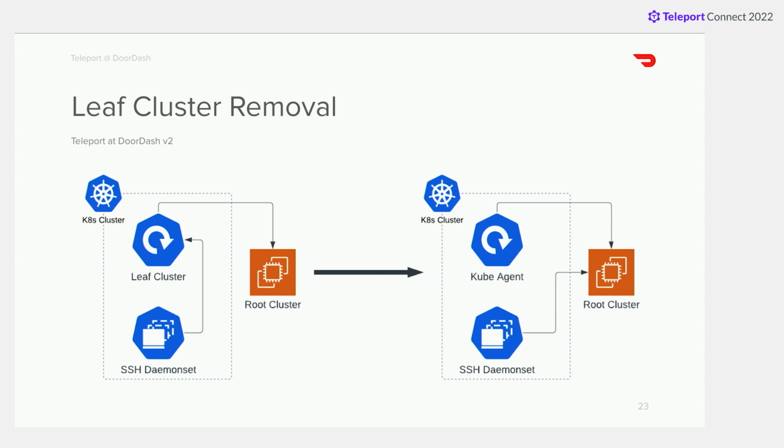I mentioned before that we initially started with leaf clusters. This was, as I said, a little bit overkill for what we needed. And we ended up switching to using the kube agent setup. So this basically connects your Kubernetes cluster to the root cluster, and you no longer need to connect your SSH agents to this leaf cluster. You can go directly to your root cluster. We also leveraged the public Helm charts for this, so we installed these workloads via open source and, I guess, more trusted Helm charts than our previously forked Helm chart solution.